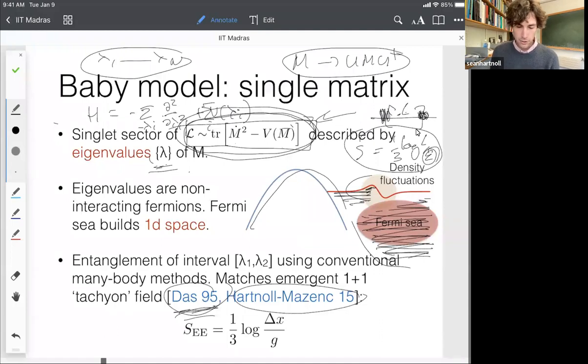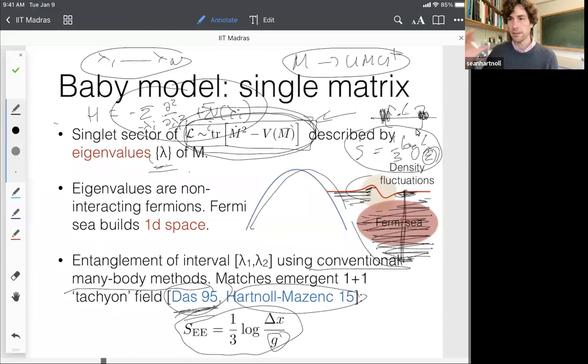And so it turns out that you can use this wave function of the eigenvalues, and you can calculate its entanglement using conventional many-body methods, because it's just a many-body system of N eigenvalues. And we got this log. We recovered the log with the cutoff now, and the cutoff ends up being related to the depth of the Fermi sea. So that depends on N and on the potential. And so you get a microscopically finite entanglement entropy from these N eigenvalues that captures the emergent locality of your spacetime. Okay. All right.